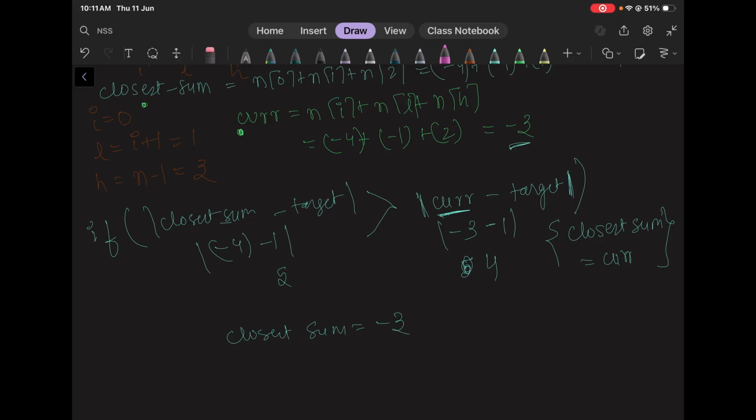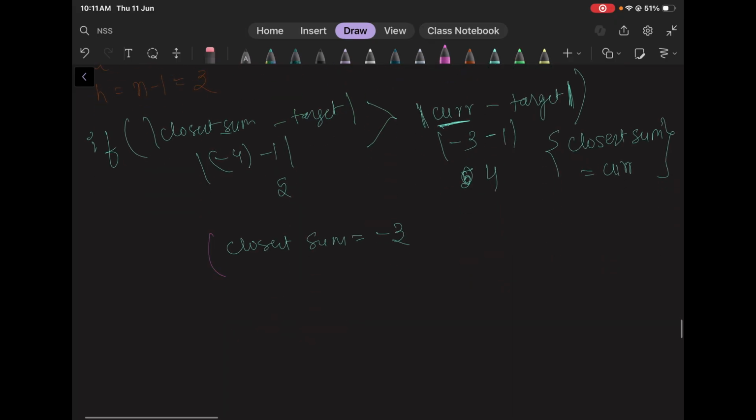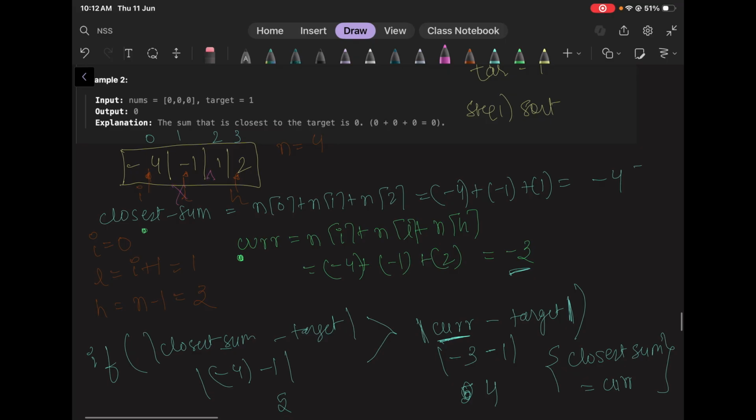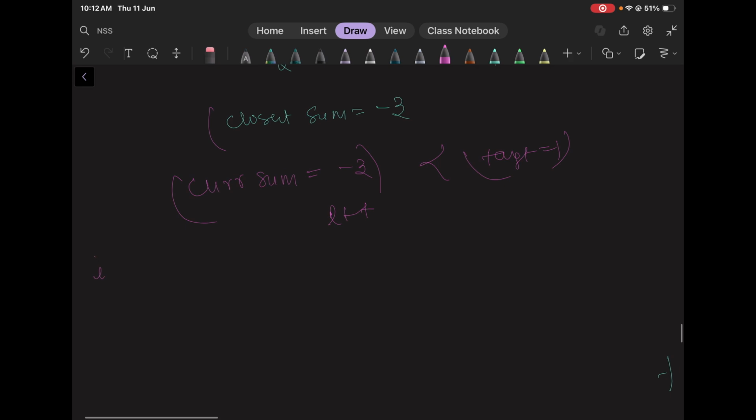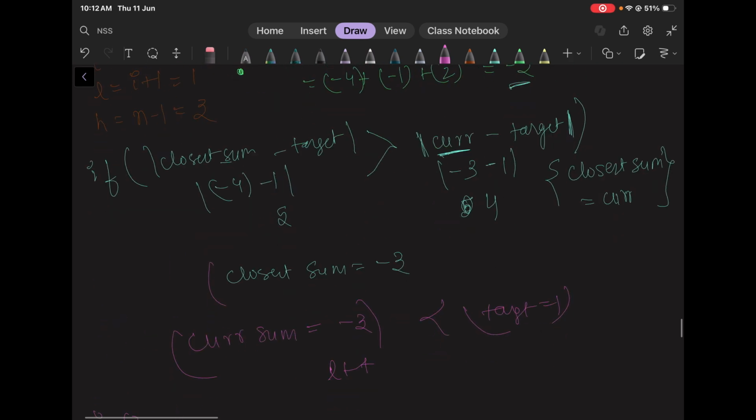My next step: my current sum is -3 and my target is 1. So this is less than target, so we increment low. My low moves from -1 to 1, that is index number 1 to 2. So I have my I as 0, low at index number 2 and high at index number 3.